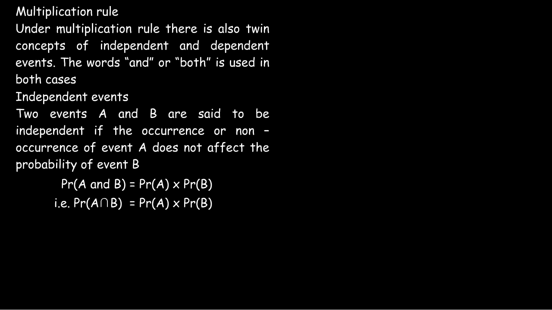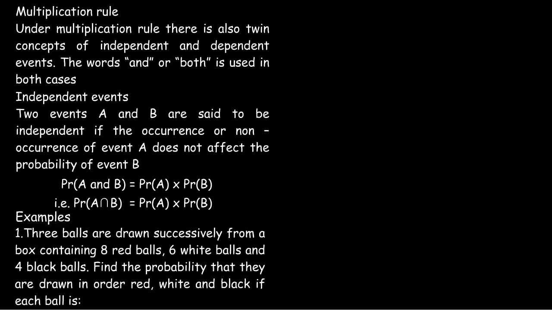Now we have one example, and it states that 3 balls are drawn successively from a box containing 8 red balls, 6 white balls and 4 black balls. Find the probability that they are drawn in order red, white and black if each ball is replaced.